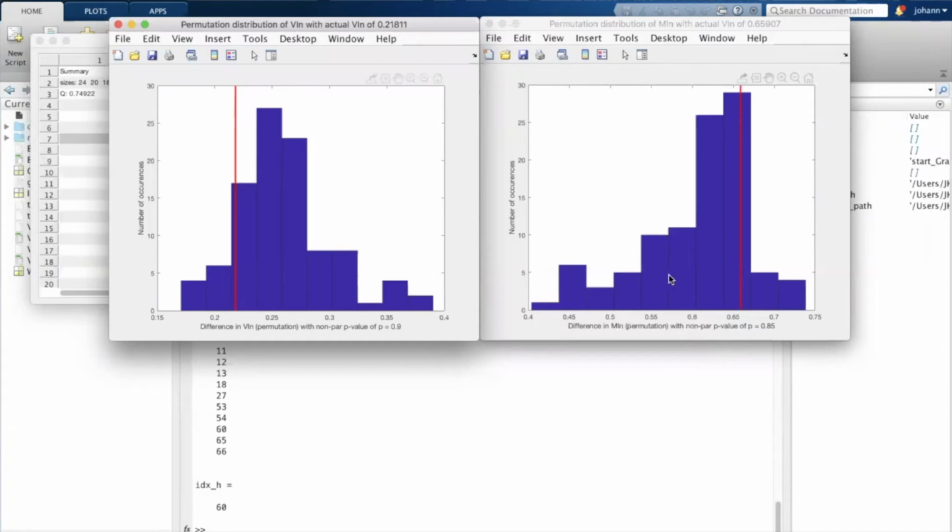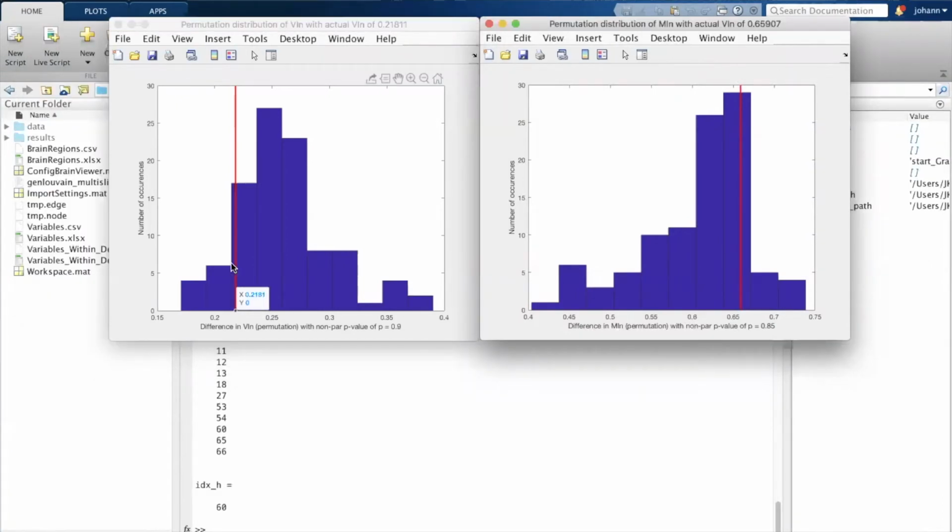So the mutual information is relatively high, so they're sharing a lot of information, and the opposed measure, the variation information, is relatively low, so they do not have so much unshared variance. And if we look again here, this is the difference of the variation information between the actual groups, and based on this percentile position in the null distribution, it is not significant. The same counts for the mutual information.